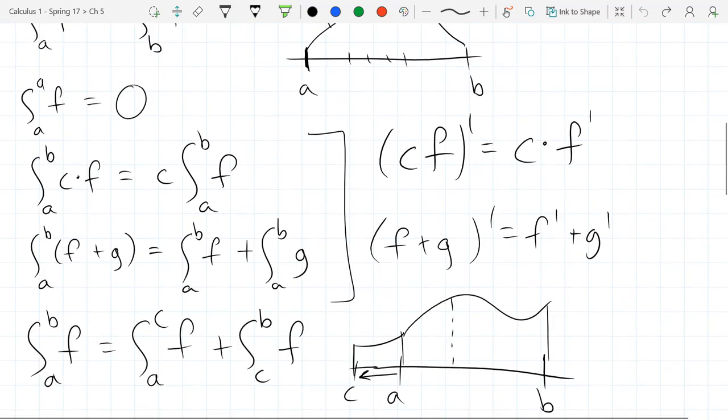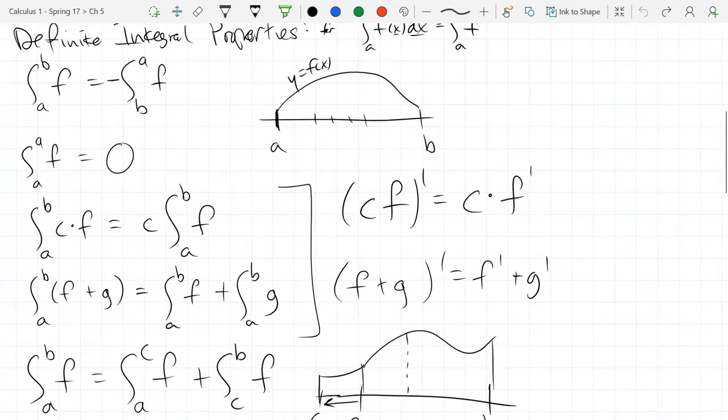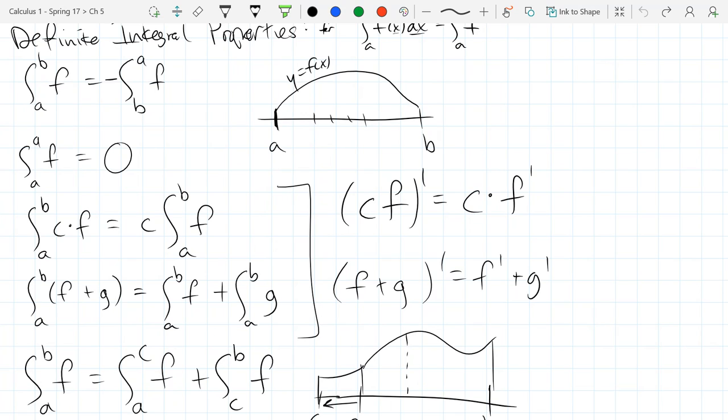Using these rules up here on the example problems. So we'll be using the rules about breaking up your interval and adding the area on different parts. So we'll mostly be using these rules.